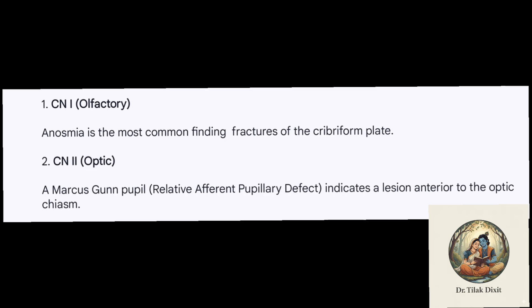Say for example, if cranial nerve 1, olfactory, is injured, they'll give you the history of anosmia. Why? Because it is the most common finding. Or they'll give you the fracture of the cribriform plate in a trauma case. So you have to identify that this cranial nerve is injured.